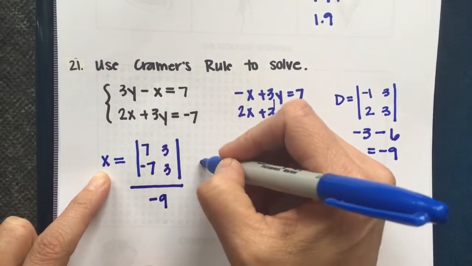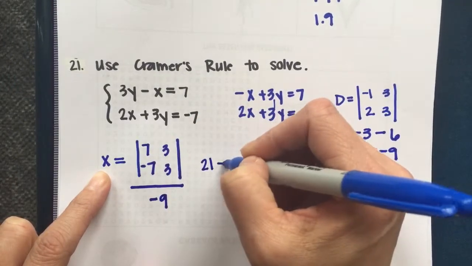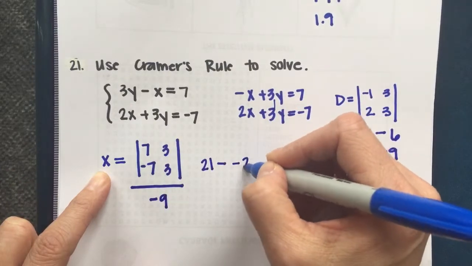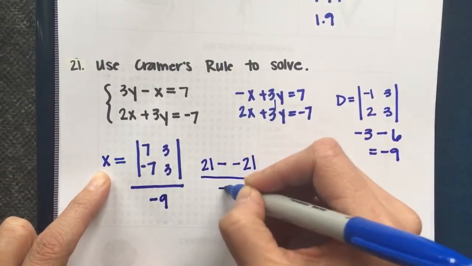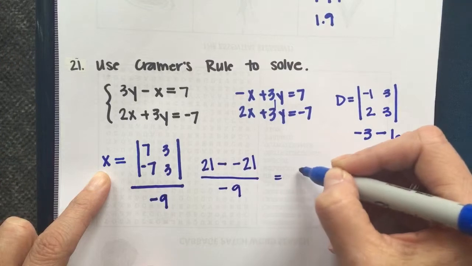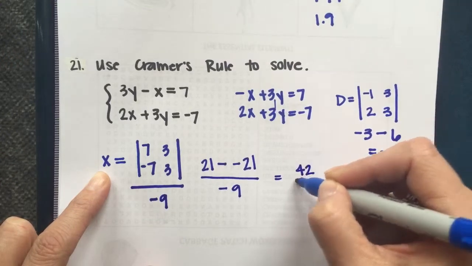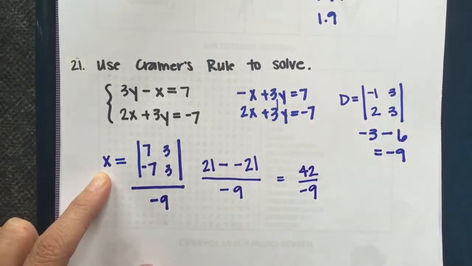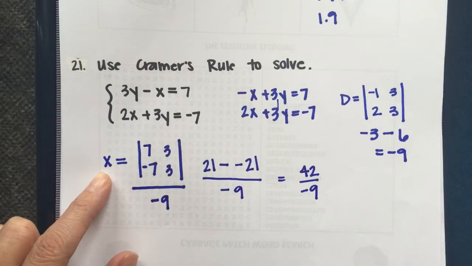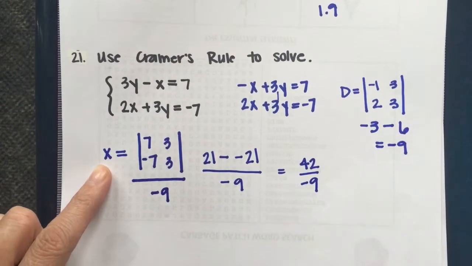So we get 21 minus negative 21 over negative 9, which is 42 over negative 9. We have to solve for y also.